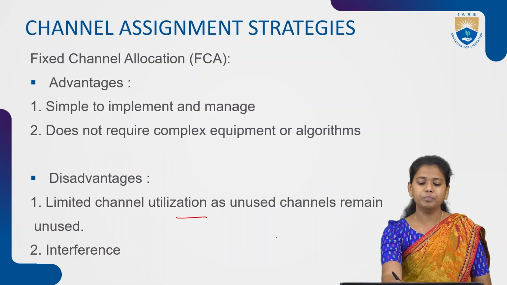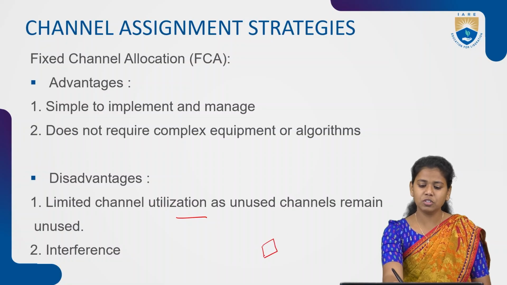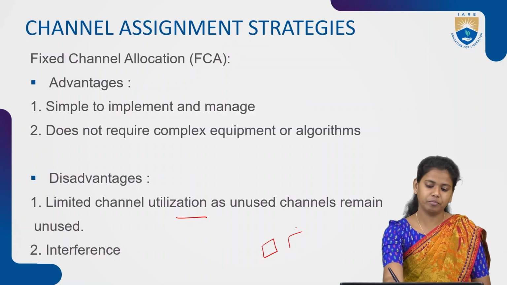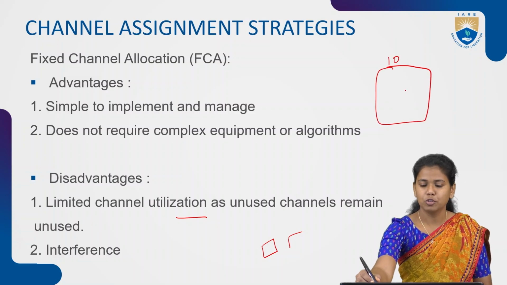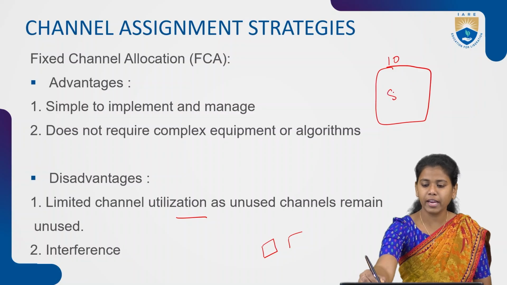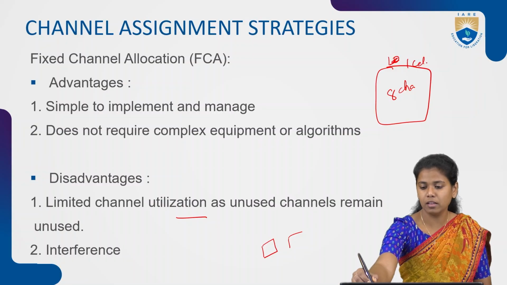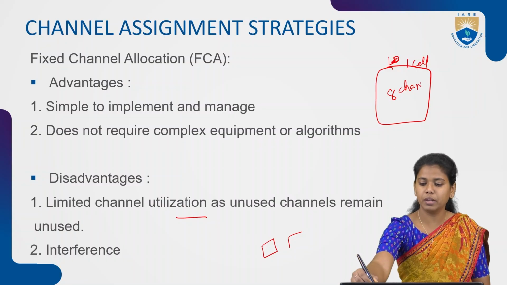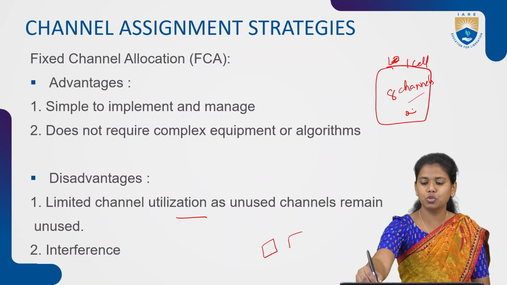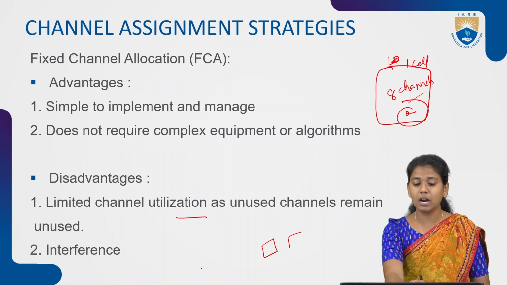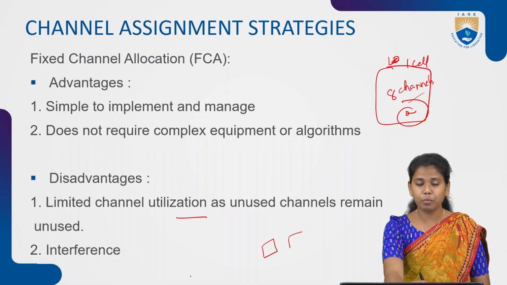So suppose in the channel we have 10 cells. Over the 10 cells, if 8 channels are used in one cell, then 2 are remaining. These 2 are what we mean by limited channel utilization: unused channels remain unused.